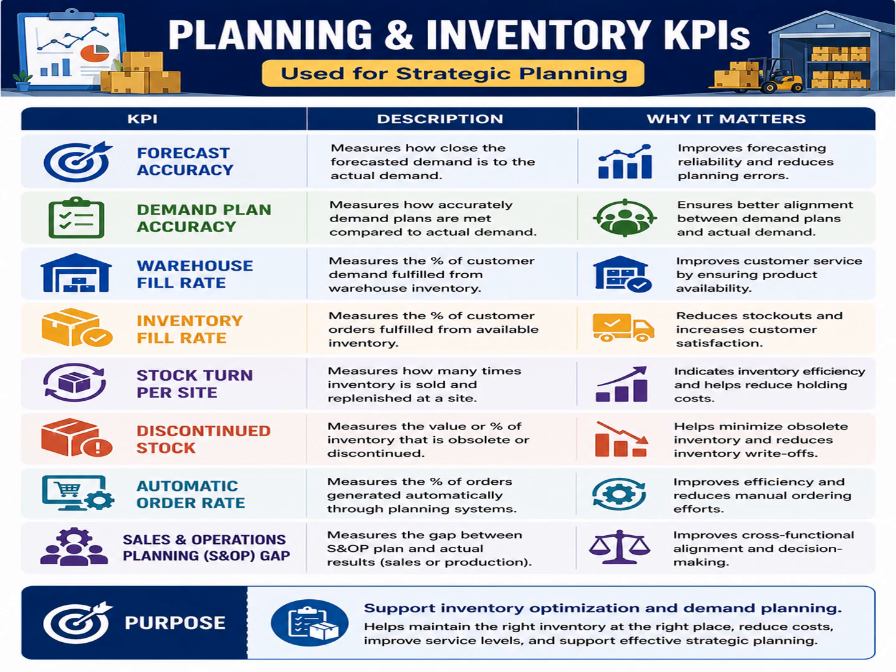Key performance indicators used to measure planning and inventory performance include forecast accuracy, demand plan accuracy, warehouse fill rate, inventory fill rate, stock turn per site, discontinued stock, automatic order rate, and the sales and operations planning (S&OP) gaps. Monitoring these KPIs enables organizations to optimize inventory levels, improve forecast reliability, reduce excess and obsolete stock, enhance replenishment efficiency, strengthen cross-functional planning, and support more effective inventory optimization and demand planning across the entire supply chain.